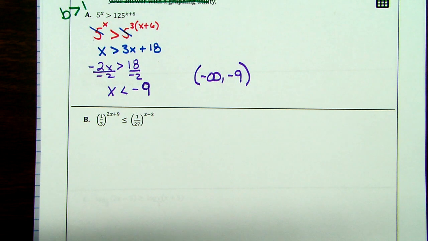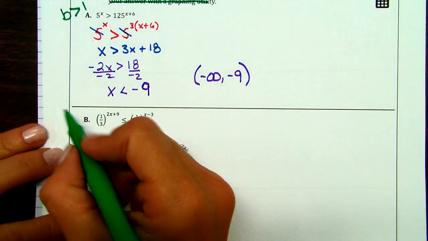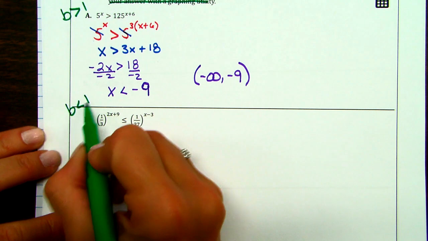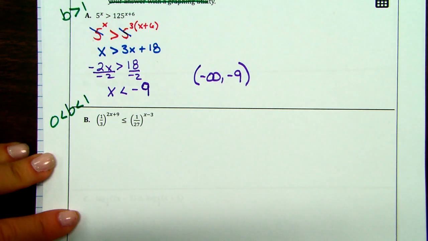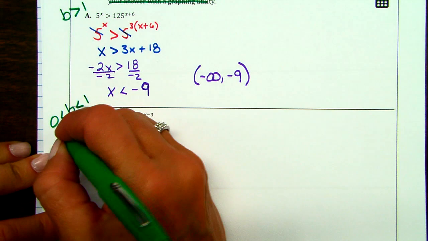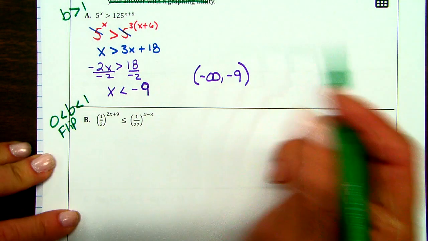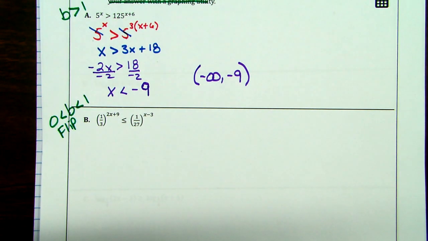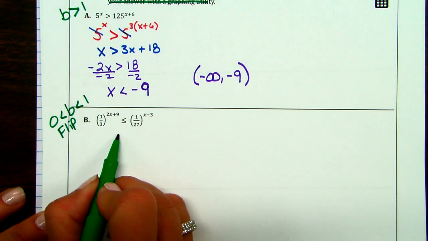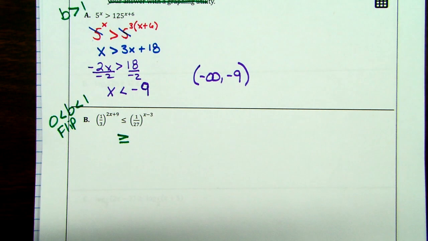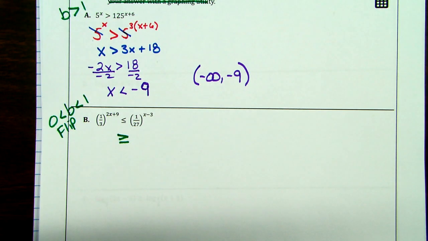Okay, so again, with inequalities, we have to remember to check the base. In this case, our base is between 0 and 1. So we are going to flip. So what does that mean? That means before you even start working on the problem, I would do it, just so you don't forget. That's the only difference from anything else we're doing today. The rest of the problem is exactly like what we just did.